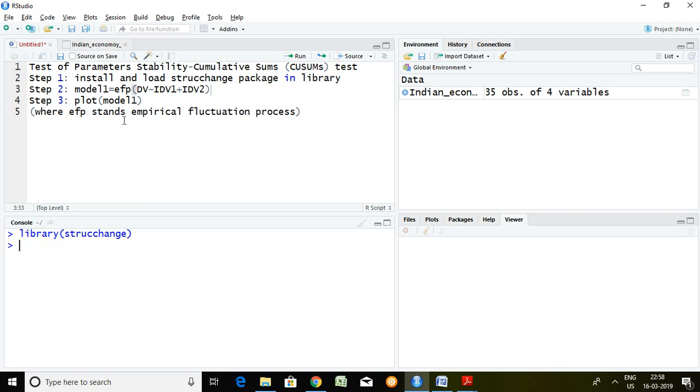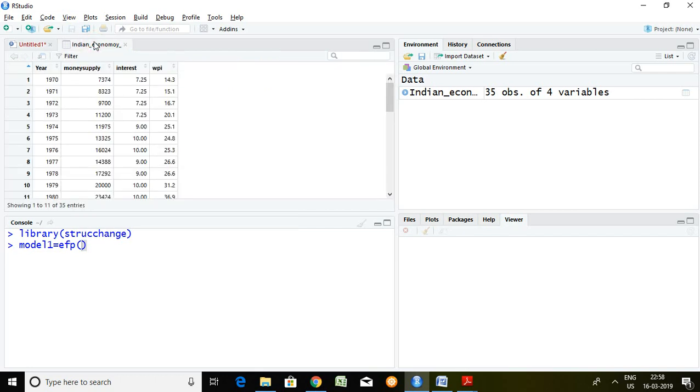I'm going to store the value of EFP on the basis of dependent and independent variables. So simply I write here model 1 equal to EFP, and I have data set of money supply, interest rate and WPI.